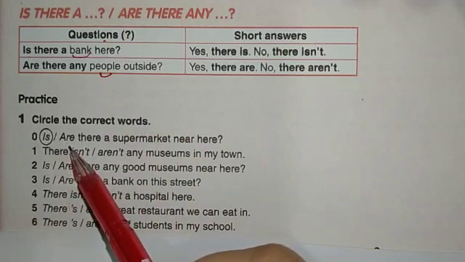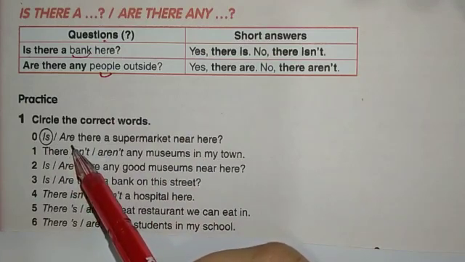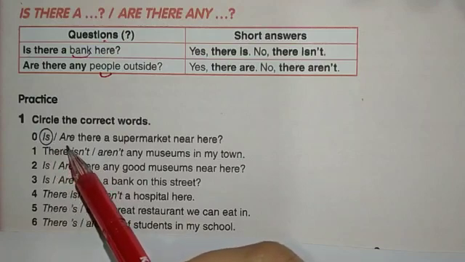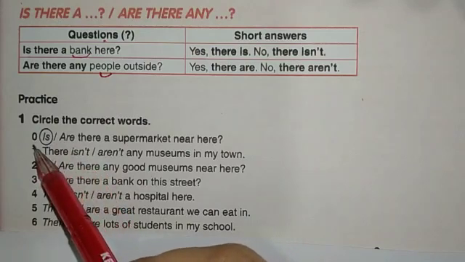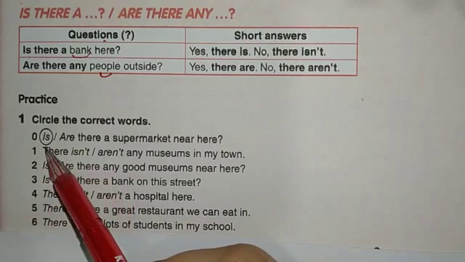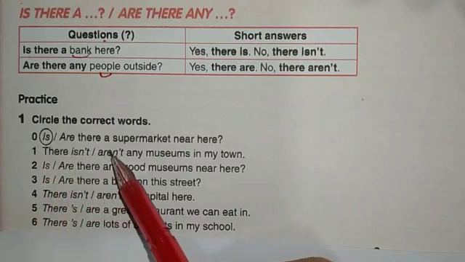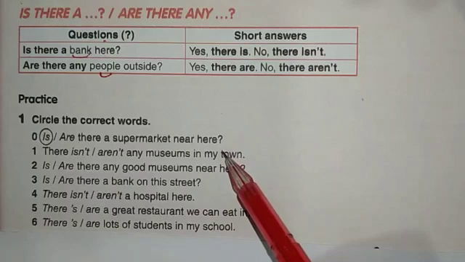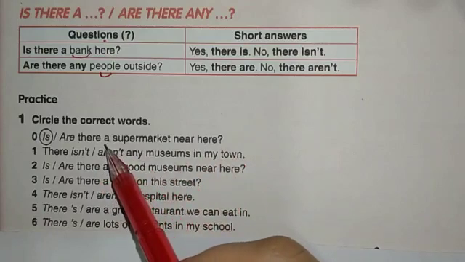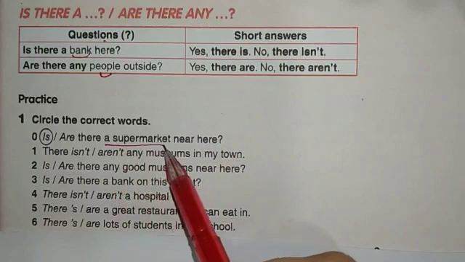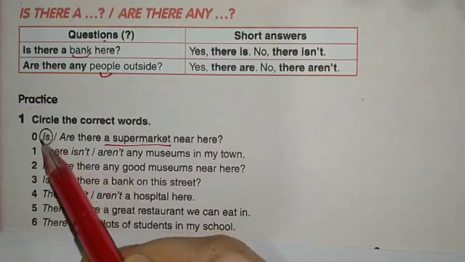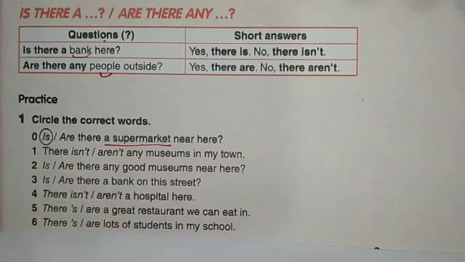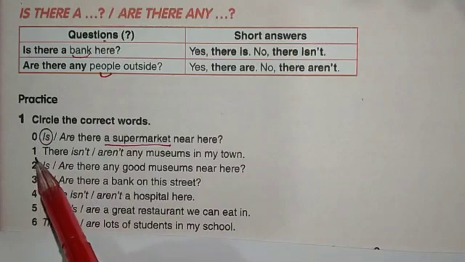Now, remember what I've said before? If it is followed by a singular noun, we will have to use "is". If it is followed by a plural noun, we will have to use "are". Look at number 0 here. Is or are there a supermarket near here? It is followed by a singular noun, a supermarket. Only one supermarket, so the answer will be "is". Now I want you to think first. What is the answer to number 1?